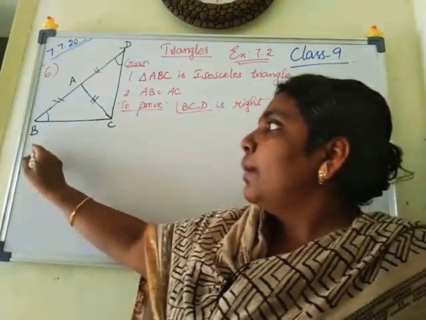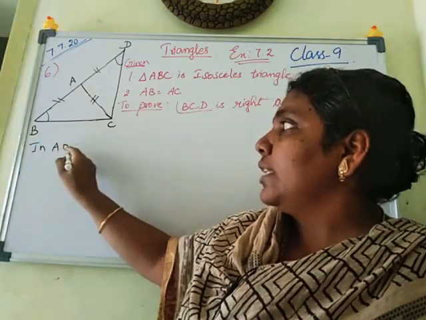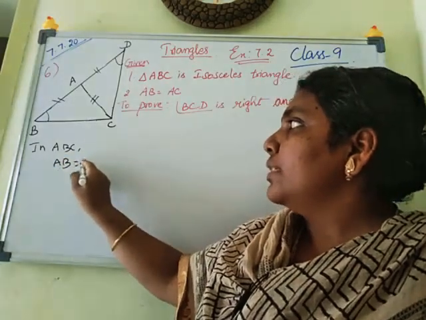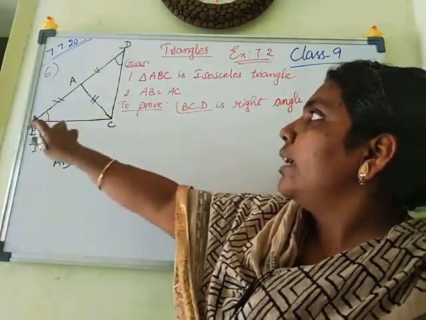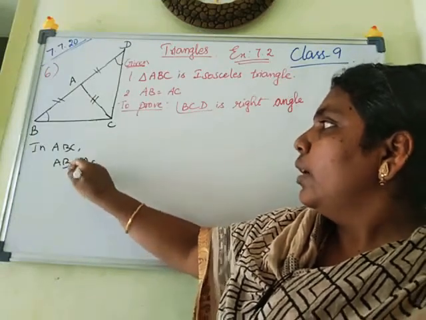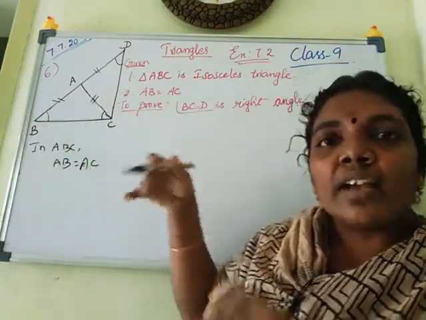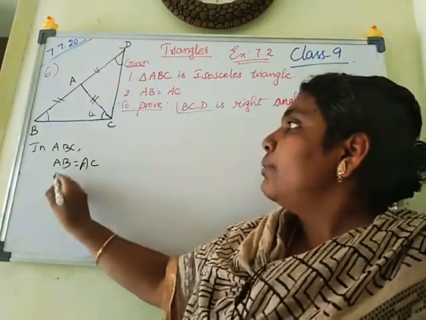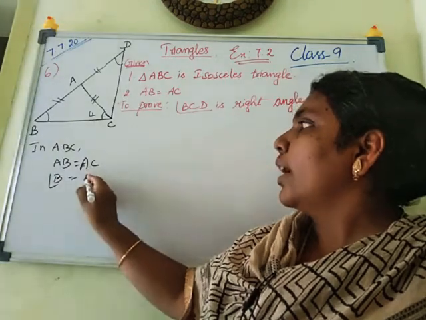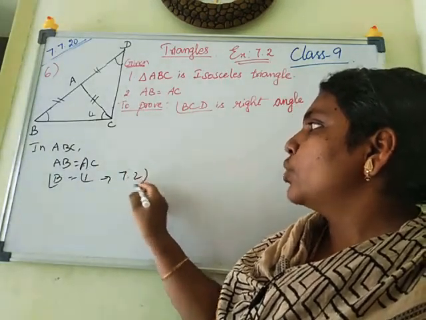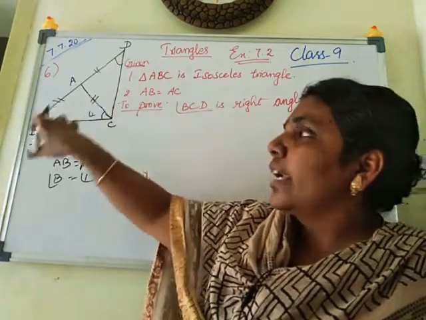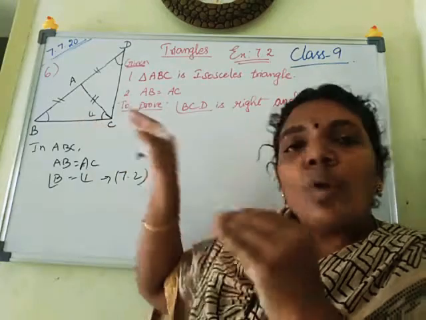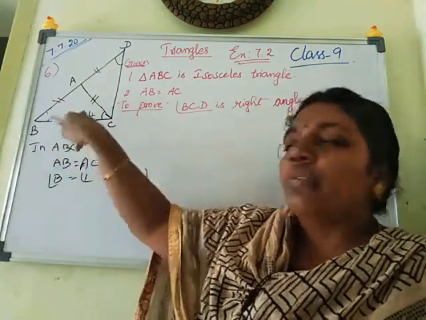For that, first in triangle ABC, AB is equal to AC, which means the base angles, two angles, will be equal. So I am taking this angle to be angle 1. So angle B is equal to angle 1 by theorem 7.2. From this triangle it is understood AB is equal to AC, so two sides are equal, which means two angles are also equal. So angle B is equal to angle 1.